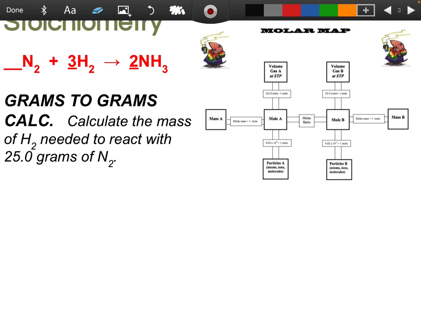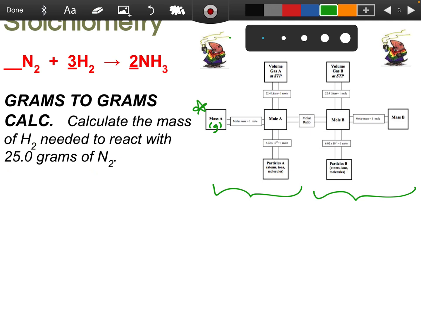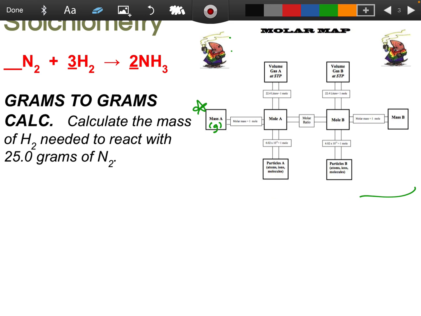So in this first example, we want to calculate the mass of H2. So mass, remember, is in grams. So we're going to start here. We're starting with the mass of H2, that's what we want to end with, and we're given 25 grams of N2. So because N2 and H2 are different substances, that's when you cross over from side A to side B of the mole map. So side A, for example, would be nitrogen, which is what we start with. Side B would be hydrogen, which is what we are going to end with. So when you switch substances, that's when you switch from side A to side B of the mole map.